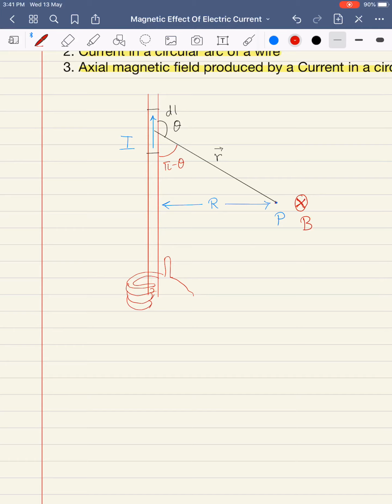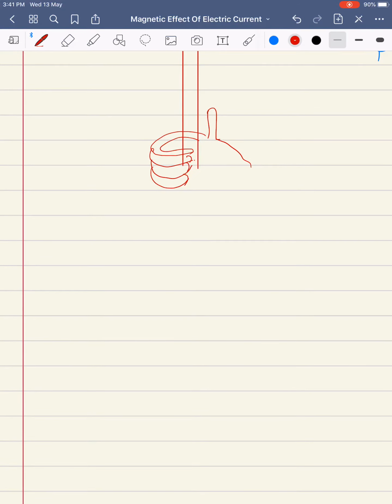Now in order to know the magnitude of magnetic field, we will consider the Biot-Savart law, and so we say that the small amount of magnetic field is given as mu naught by 4 pi, I dl sin theta by r square.